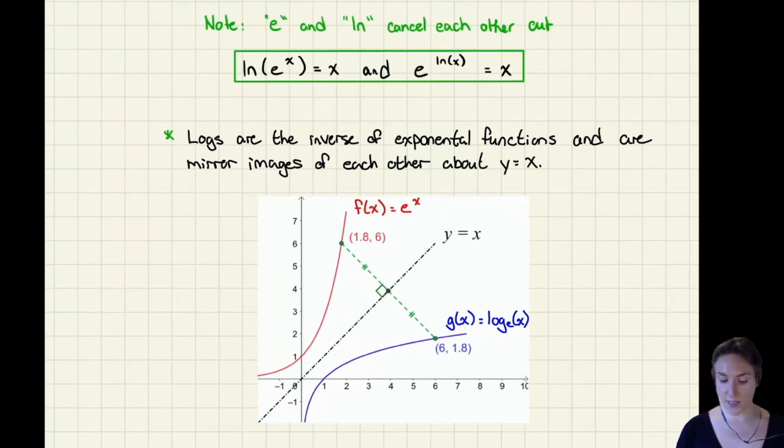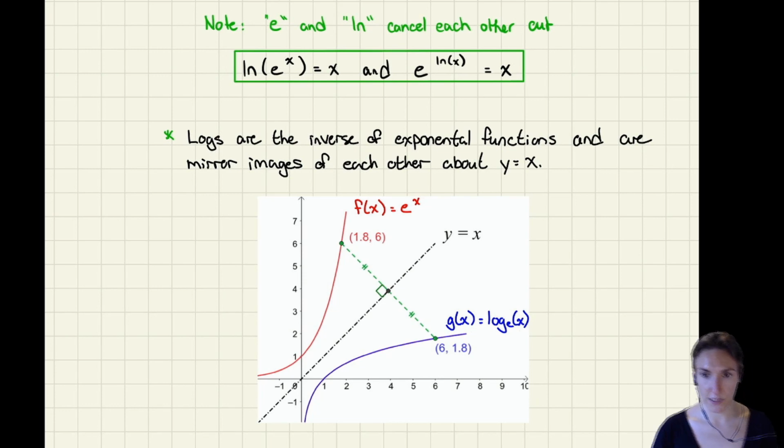And I said that the relationship between these was that logs are the inverses of exponential functions, and they're mirror images about y is equal to x. So what does that mean exactly? It means that if I just draw this line, y is equal to x, this is a line with slope 1, and the y-intercept is just 0. And if I were to draw e to the x, if I had a mirror, I would put it here, and then log is that mirror image. Okay, so this is just showing you the relationship between these two functions.